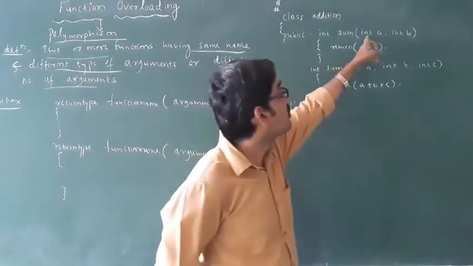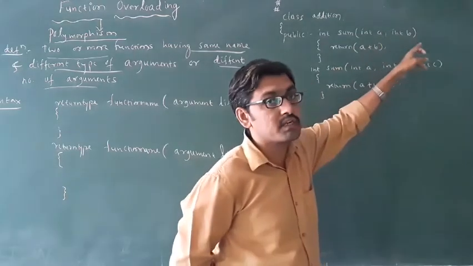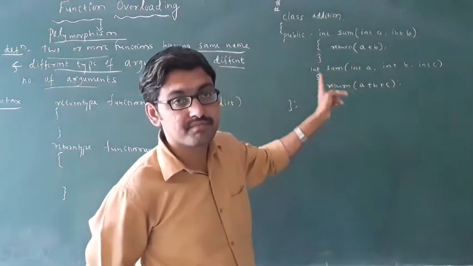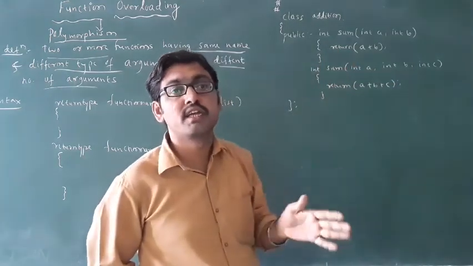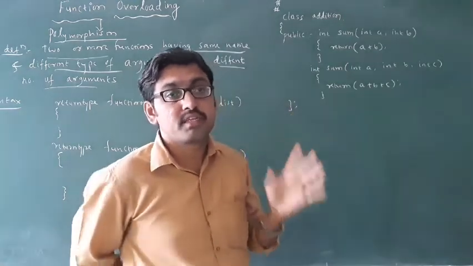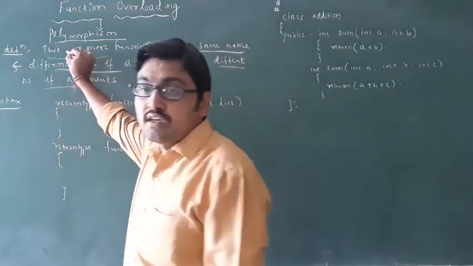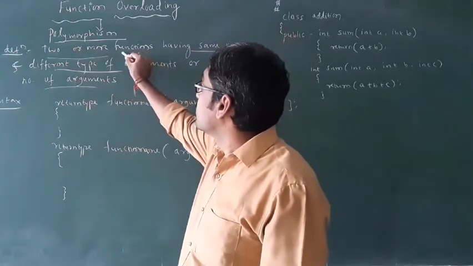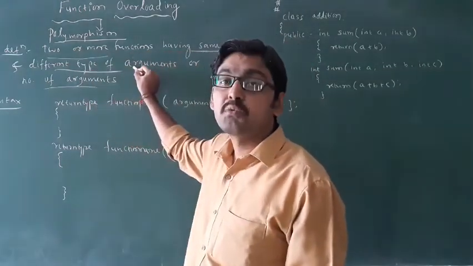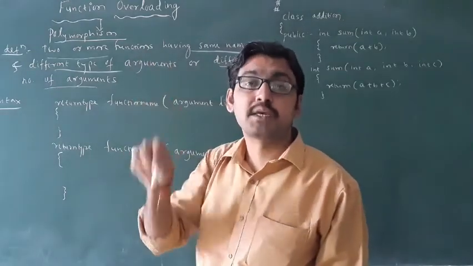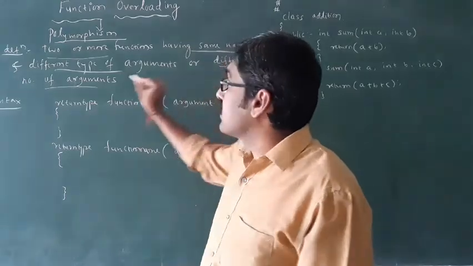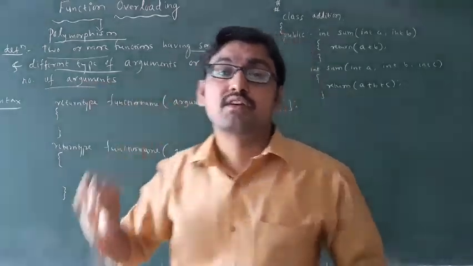See, here you have two. I am taking two arguments, but here I am taking three arguments. Slightly different, only in arguments. Okay, or in data type. See, in this definition, two or more functions having the same name but different type of arguments. Different type means different data type. Different data types should be there, otherwise the number of arguments should be different.